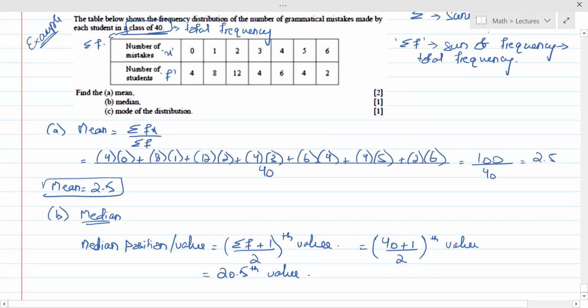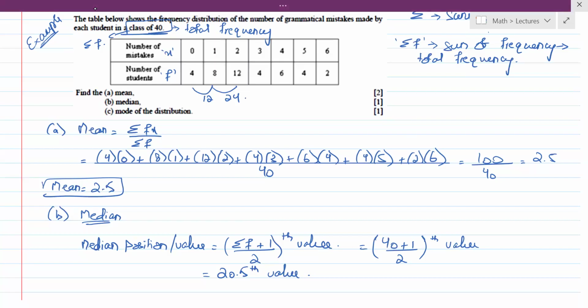You keep on adding the frequencies until you reach the frequency 20.5. So 4 plus 8, that's 12. 12 plus 12, that's 24. We are interested in finding this 20.5th value. So obviously, up till the second column, meaning up till the number of mistakes being 1, there are only 12 students covered, or 12 frequency covered. And this 20.5th position would be there in this third column.